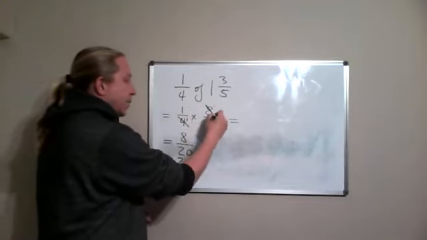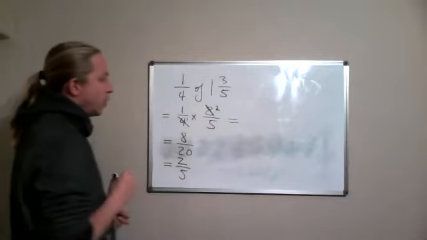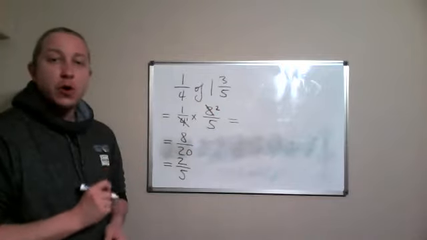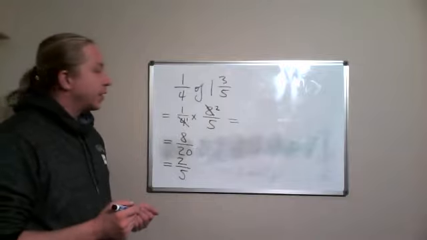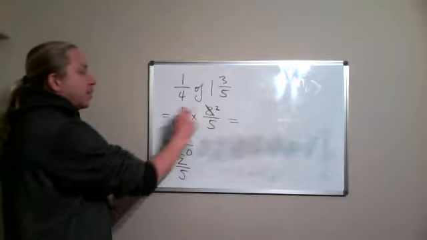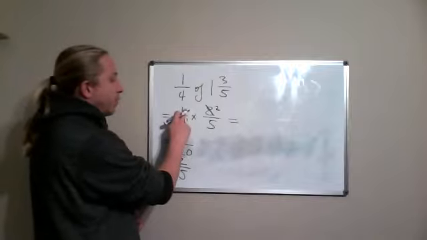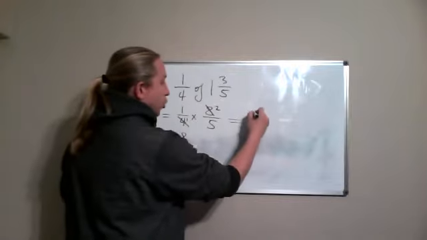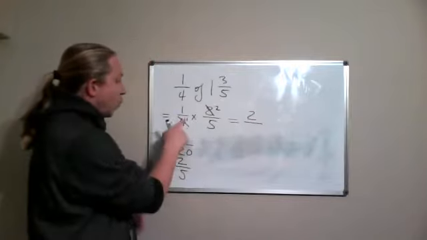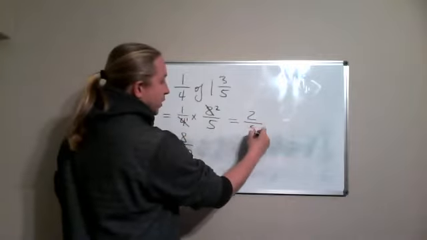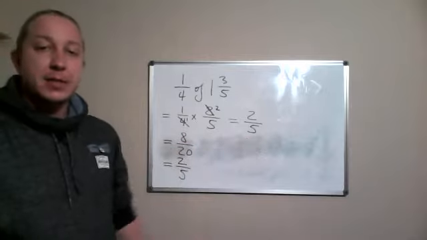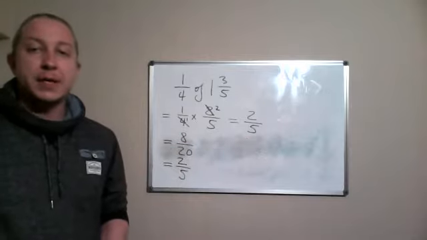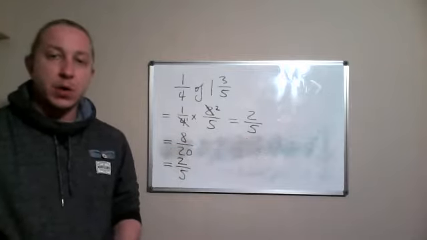I divide that by 4, I get a 2. Now, once we've crossed out the like terms or the common terms that we can cancel, now we multiply tops and bottoms. So here we have 1 times 2, which is 2, over 1 times 5, which is 5. As you can see, we get exactly the same answer as before. It just depends where you want to simplify at what stage.